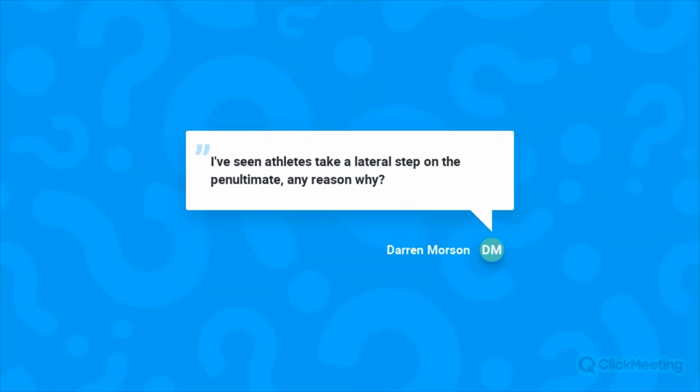So there's a question here. I've seen athletes take a lateral step in the penultimate. Any reason why? I think Carl Lewis actually did this. I'm not sure if this was a Carl Lewis, Mike Powell thing. Certainly Carl Lewis took a step to the side. Again, all you're doing is displacing the hips. So rather than stepping forward in that direction, athletes are stepping to the left or stepping to the right. For me, it's probably not the strategy to employ.